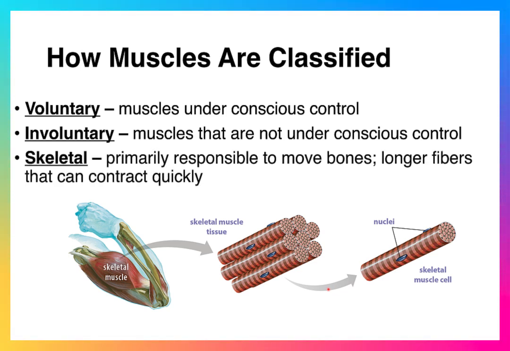And the third is called skeletal. The skeletal muscle is primarily responsible to move bones, with longer fibers that can contract quickly. And the biceps, in addition to being a voluntary muscle, is also a skeletal muscle.